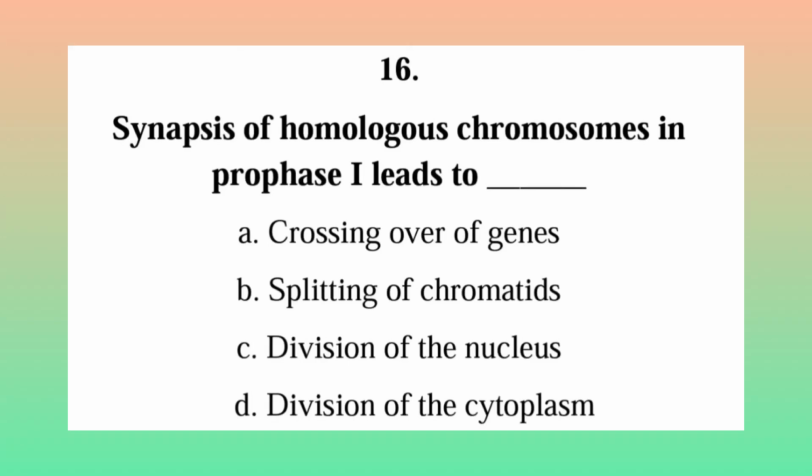16. Synapsis of homologous chromosomes in prophase 1 leads to dash. A. Crossing over of genes. B. Splitting of chromatids. C. Division of the nucleus. D. Division of the cytoplasm. Answer A. Crossing over of genes. Synapsis or pairing up of homologous chromosomes in prophase 1 of meiosis 1 leads to exchange of chromosomal arms between non-sister chromatids of homologous chromosomes, that is called crossing over of genes. So option A is the correct one.